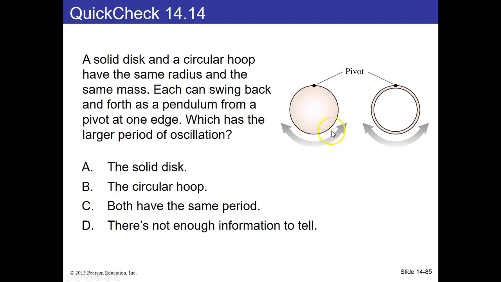I've got a solid disc and a circular hoop. They have the same radius and the same mass. Each can swing back and forth as a pendulum from a pivot on one edge.